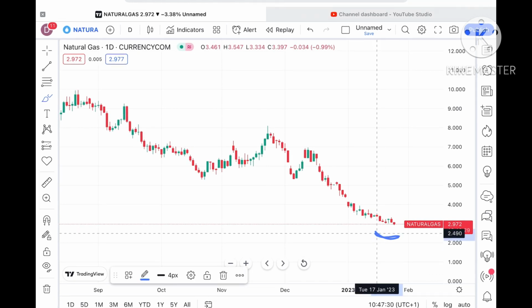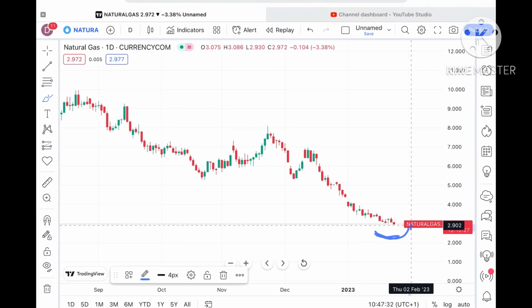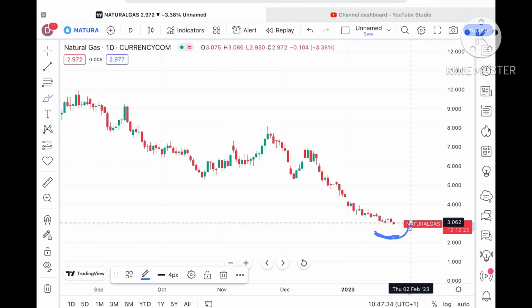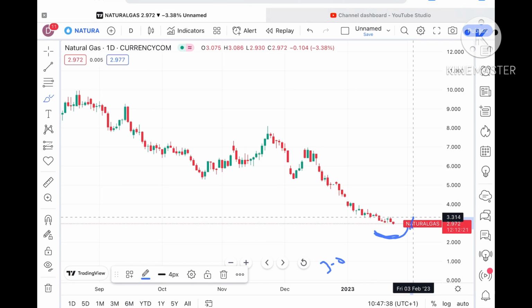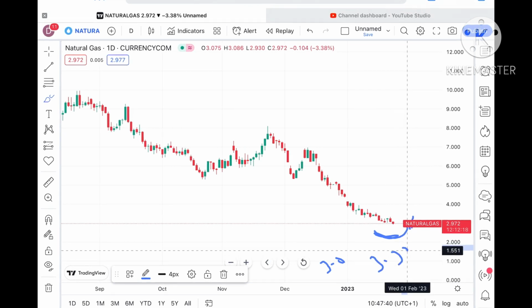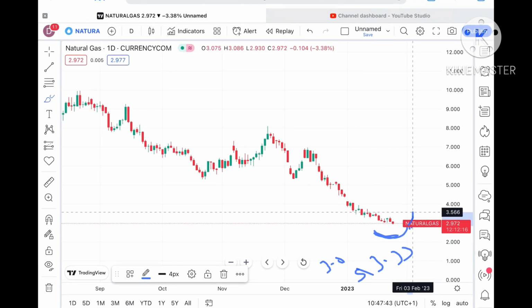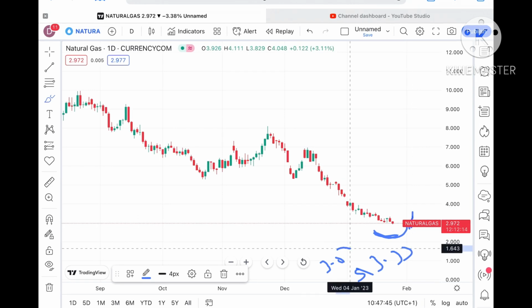But suppose it forms a swing at this particular level, or if this supports, then we can see it come up towards a level of $3.085, and if it moves further upside, then we can see it touch a level of around $3.33. Suppose the price sustains above that particular level, there is a chance of touching 3.5.